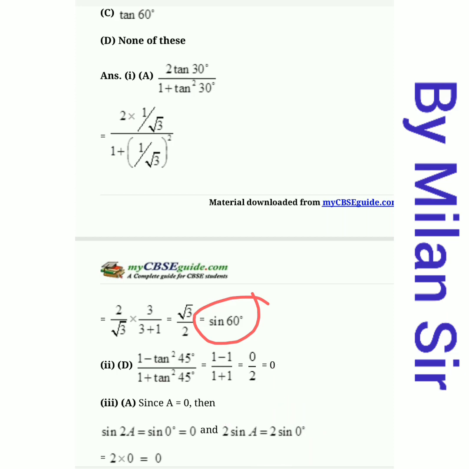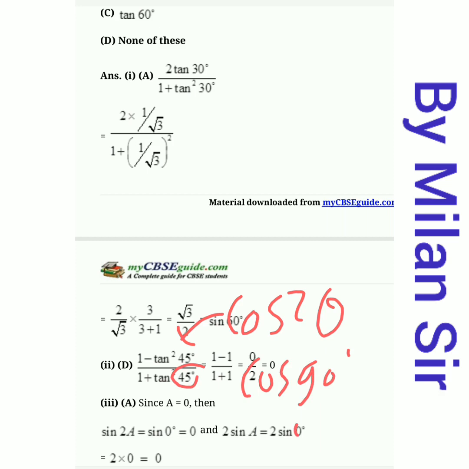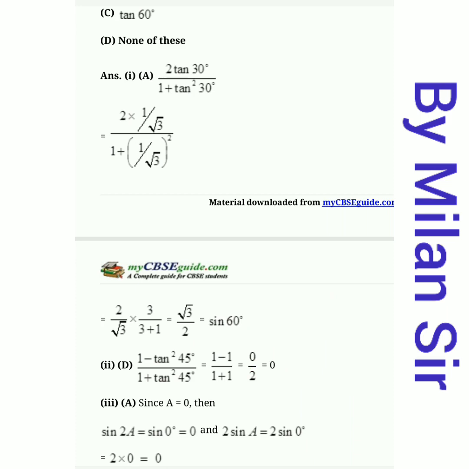Okay. Second question, it is 1 minus tan square 45 upon 1 plus tan square 45. Again I tell you one thing, this is the formula of cos 2 theta in terms of tan theta: 1 minus tan square theta upon 1 plus tan square theta. Here theta is equal to 45. So 2 theta is equal to 90 and cos 90 is equal to 0. So our answer is 0. But again this formula we cannot use here, so we need to put the value.